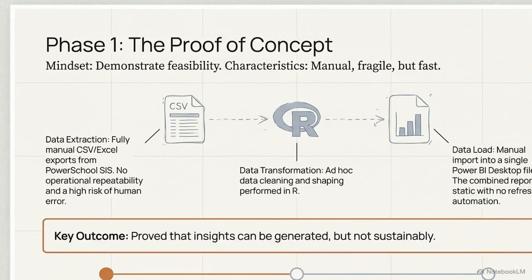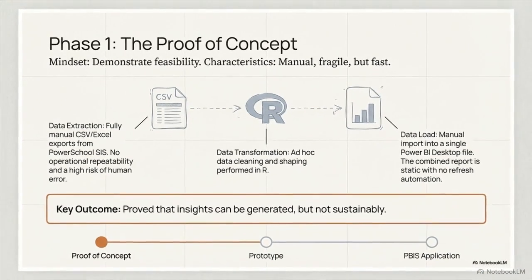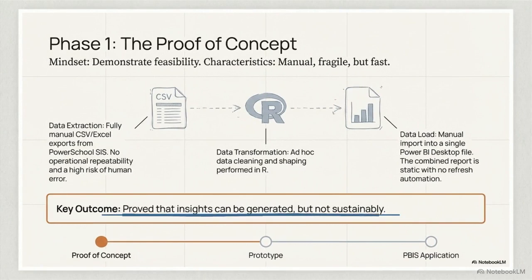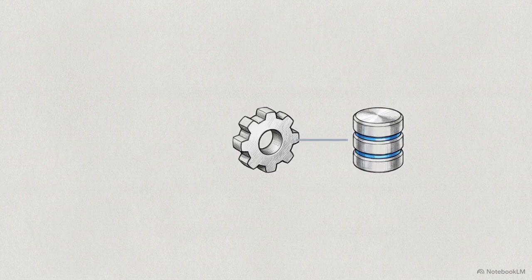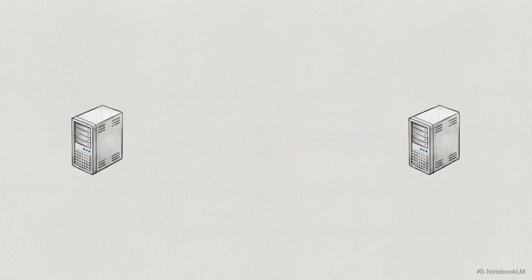Phase 1 proof of concepts rely on manual CSV exports, shaped by external ad hoc scripts, represented by the R logo. While this proves insights are possible, the manual repetition introduces a high risk of human error, making it operationally unsustainable. To fix this, we must evolve to Phase 2, building a functional BI prototype. This requires introducing an API.